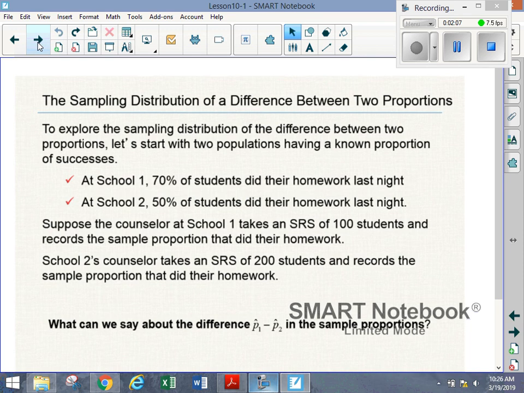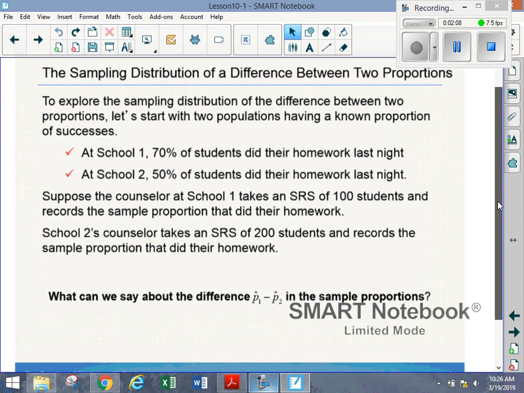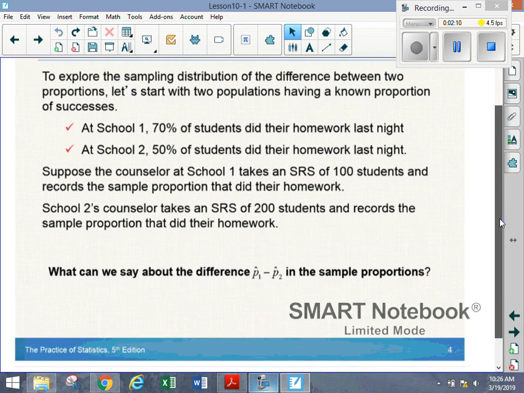So, like I promised, we're talking about schools. The difference between these two proportions. School 1 has 70% of students who did their homework last night. At school 2, 50% did their homework last night. 20% of those just copied it. Just kidding.